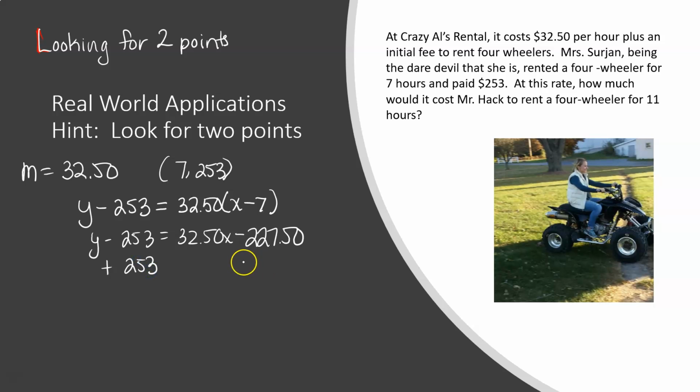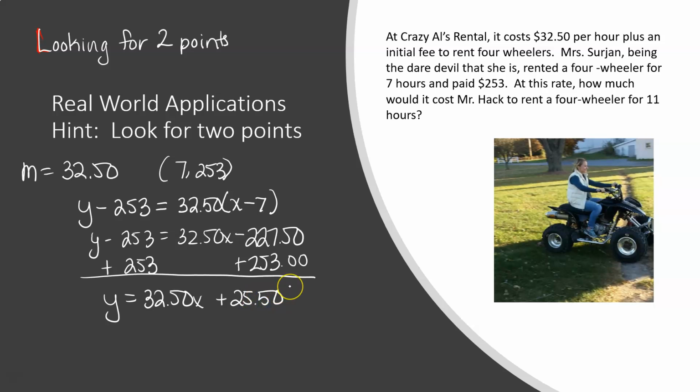I'm trying to get this into slope-intercept form. So I have y equals 32.50x plus 25.50. Okay, so if I know this was my hours, right? And this is my dollars. So we're looking for dollars.